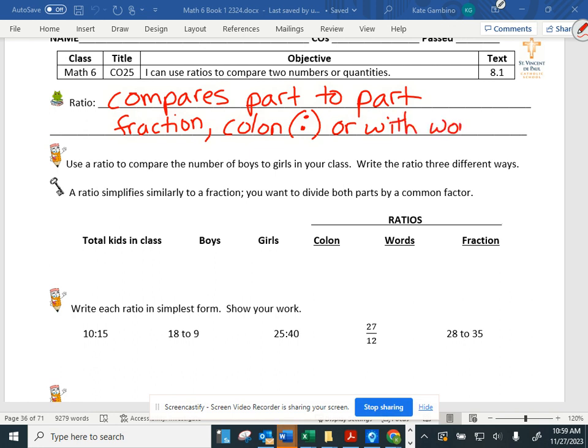It is important you know all three ways to write a ratio. It is not, oh, whichever one I like the best. It's not one of those formulas on how to solve something. You need to know all three ways to write a ratio. So you should write that down. Fraction, colon, or with words.